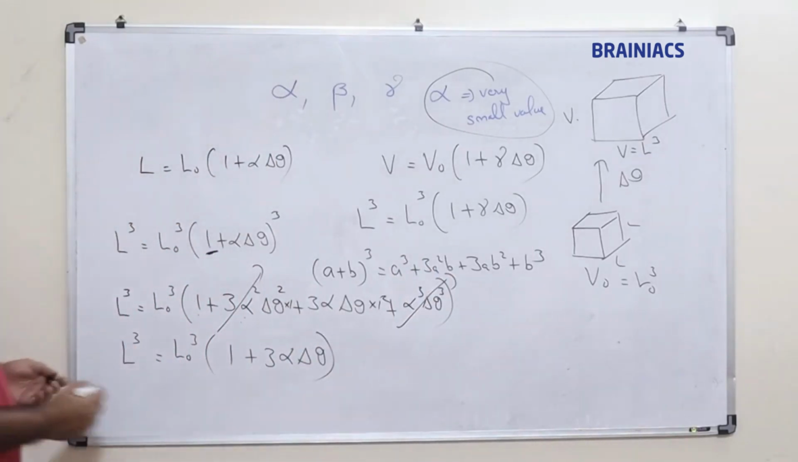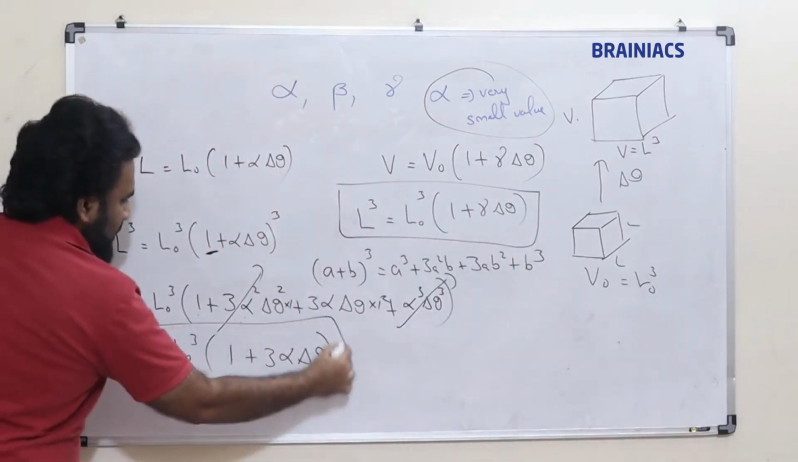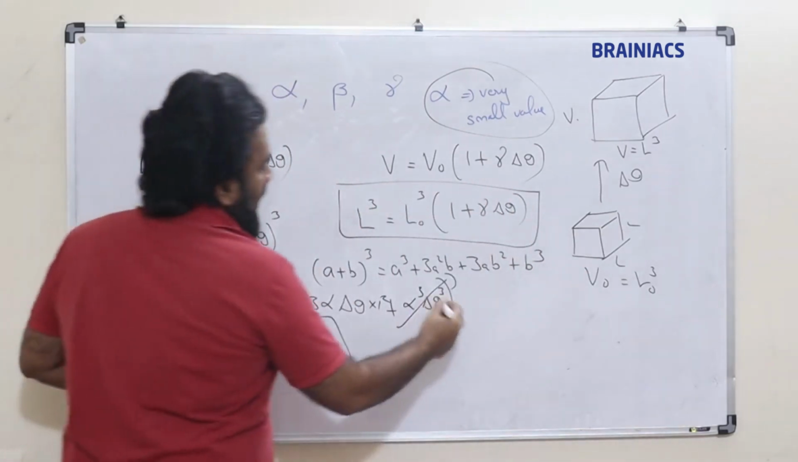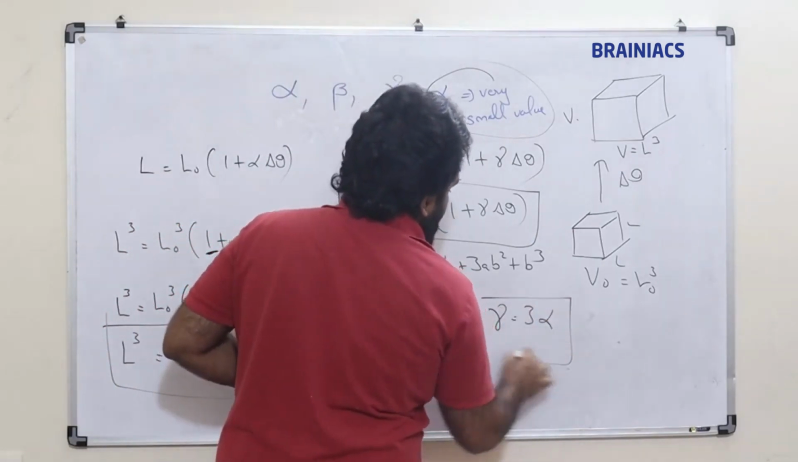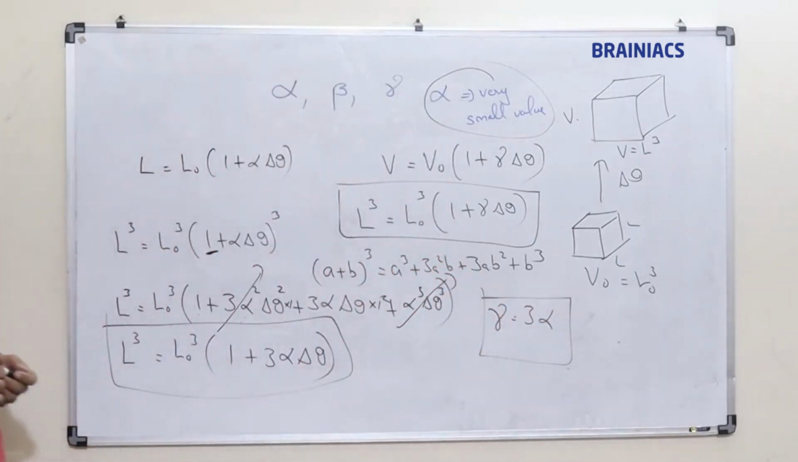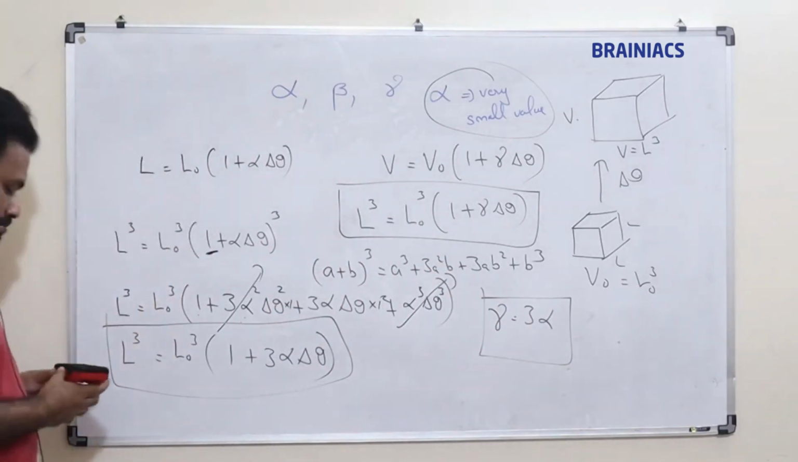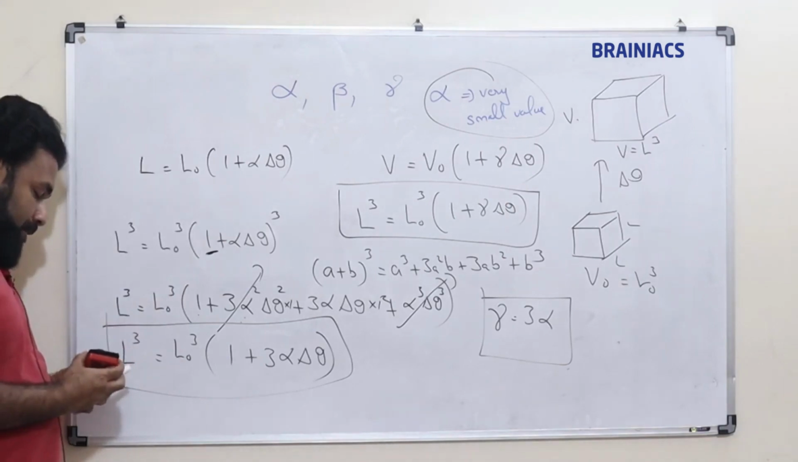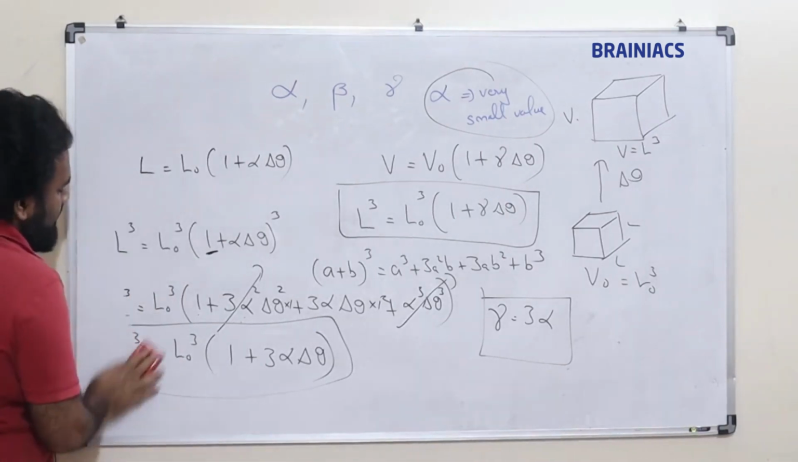So when you compare this equation and this equation, we will be getting what? Gamma is equal to 3 alpha. Okay, so this is another relation. Clear? Noted? Fine. Shall I erase? Pause the screen and note it down.